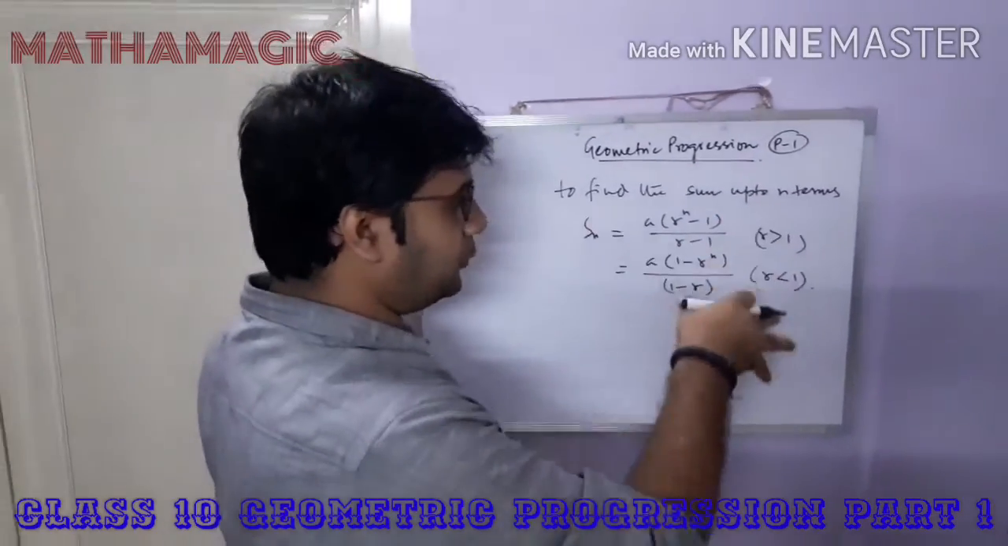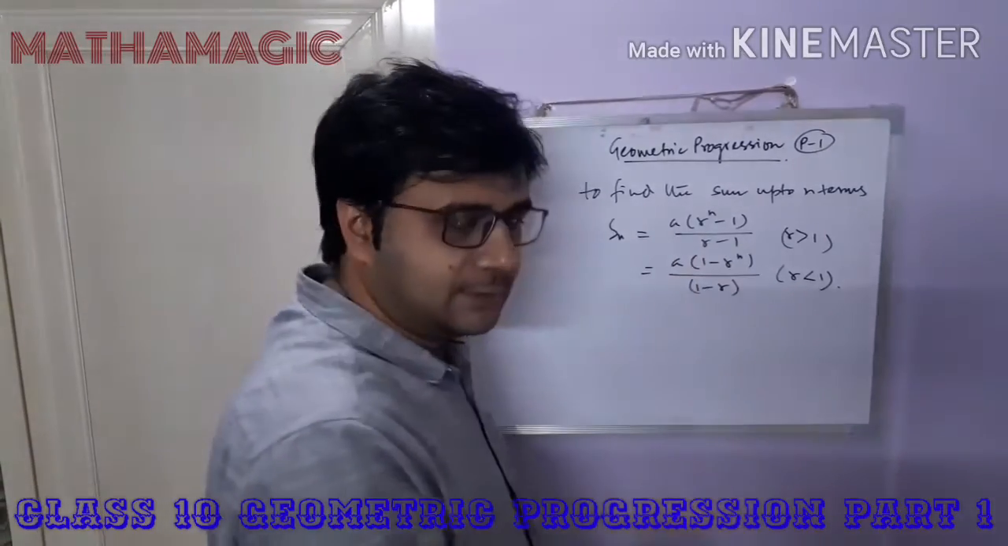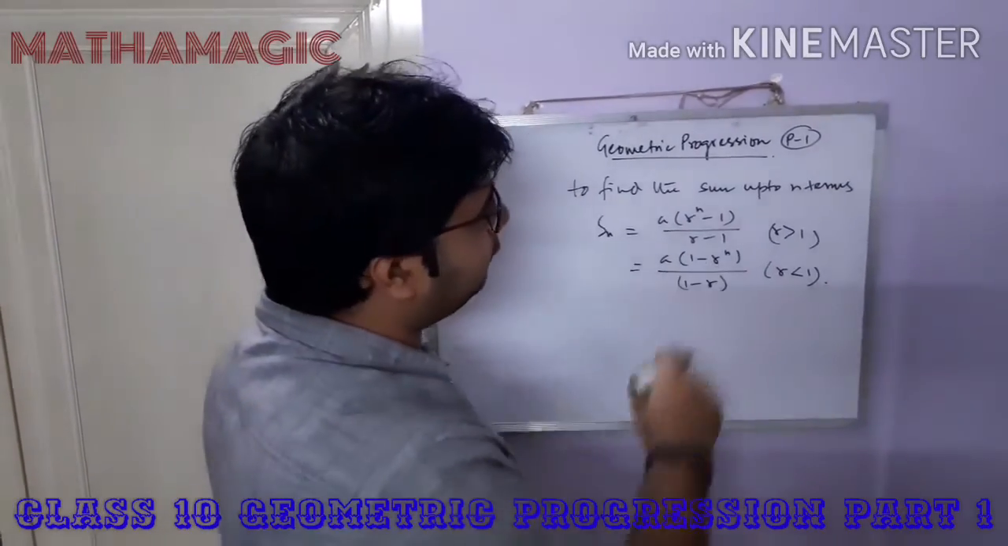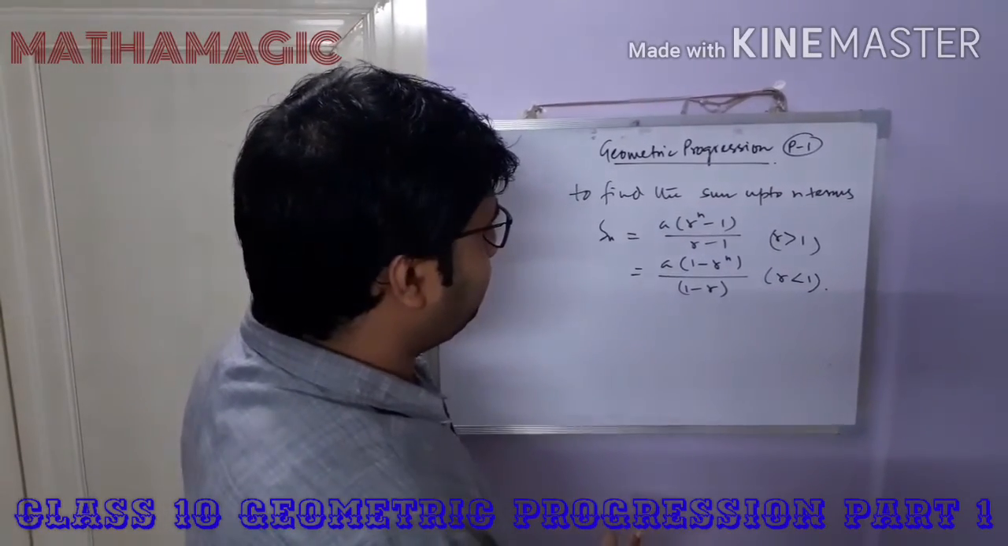If you do the opposite, then what will be the problem? What is the problem you will face? You will get the negative signs. So that is why these two formulas are written. Both the formulas denote the same thing. So please note it down.